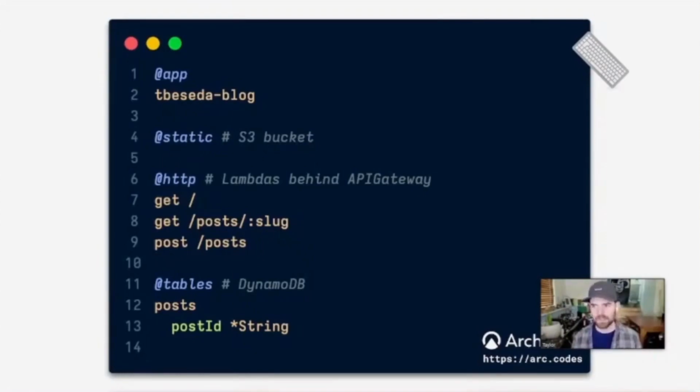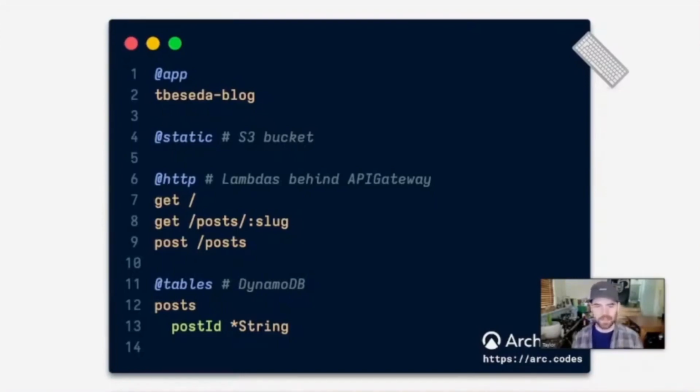So this one is a theoretical blog app. It's pretty easy to read. I've even added a few comments to show how, okay, this static declaration is going to create an S3 bucket. Here are 3 HTTP lambdas that are going to sit behind an API gateway. And finally, I've got a DynamoDB table to store the posts for my blog.